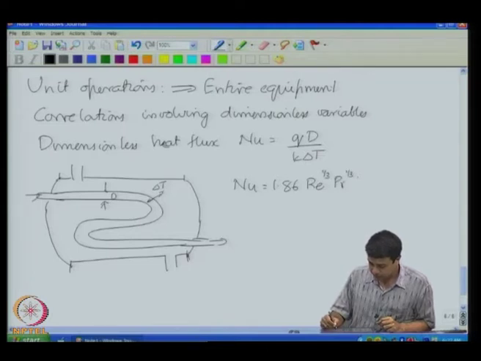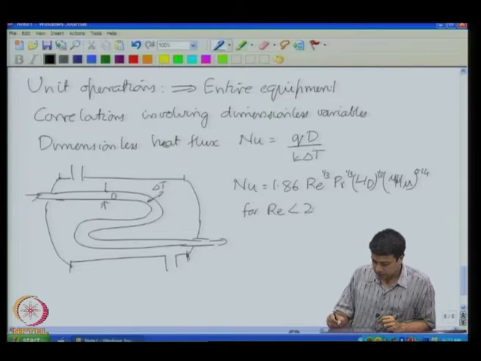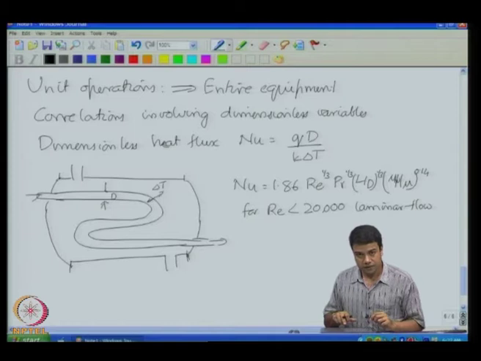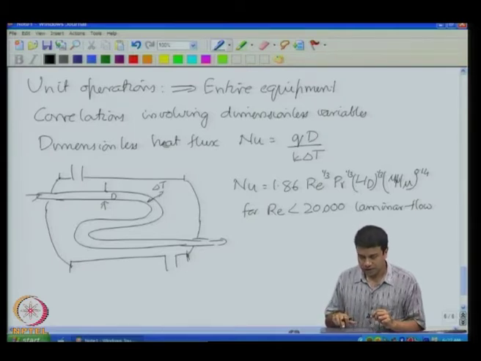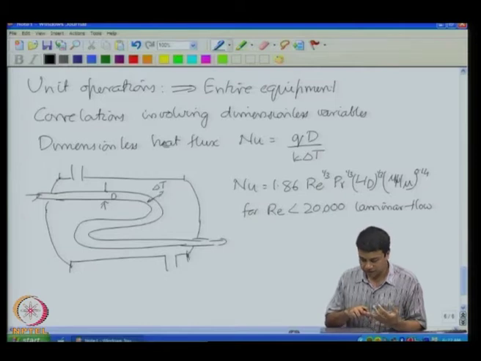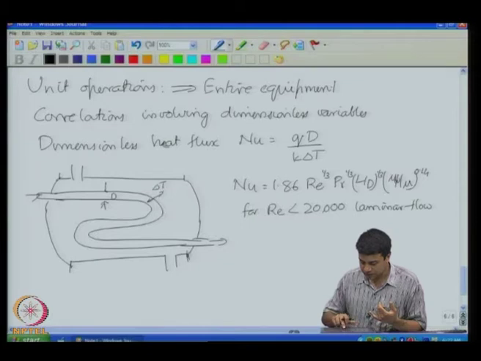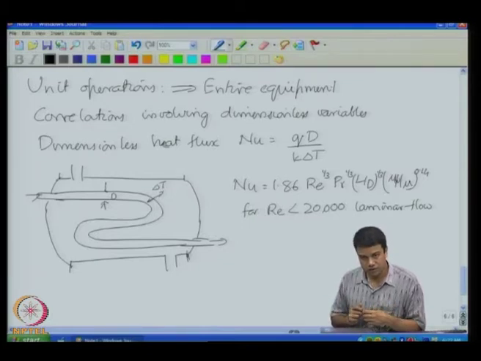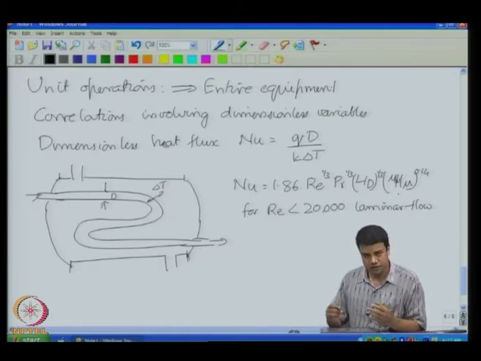number to the 1/3, L by D to the 1/3, mu W by mu to the 0.14, for Reynolds number less than about 20,000, laminar flow. Now, this correlation has neatly packaged the dependence of the heat flux on various things, the conductivity, the temperature difference, the diameter, the viscosity, the specific heat, all into these dimensionless numbers, the Nusselt number, the Reynolds number and the Prandtl number, and the ratio of length to diameter of the pipe and the ratio of viscosity at the wall to the viscosity in the bulk.